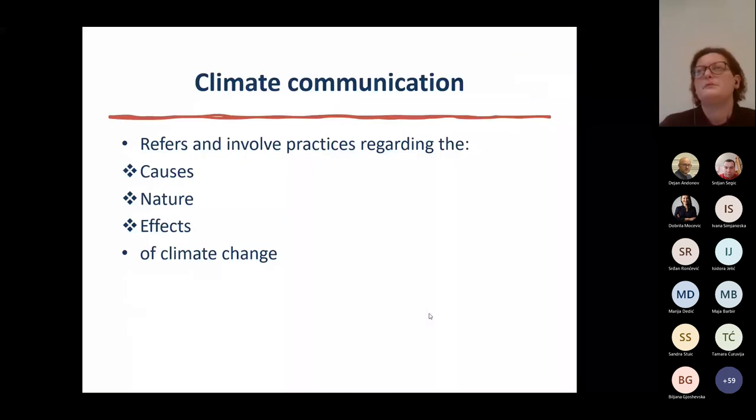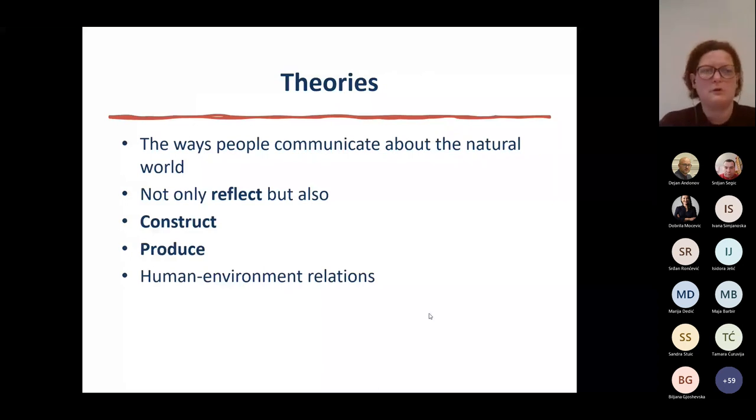If we define climate communication, it refers and involves practicing regarding the causes, of course, the nature. These two, the causes and the nature, are, of course, based on science, and the effects of climate change. There are some theories regarding climate communication. We know now that climate communication is part of a major umbrella, which is called environmental communication. But these theories concern climate communication.